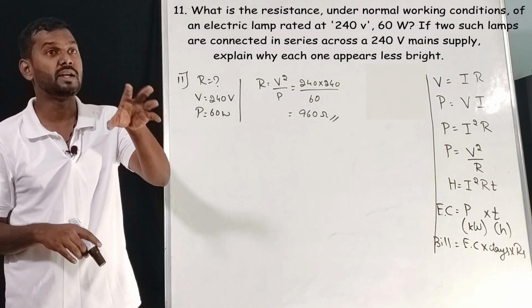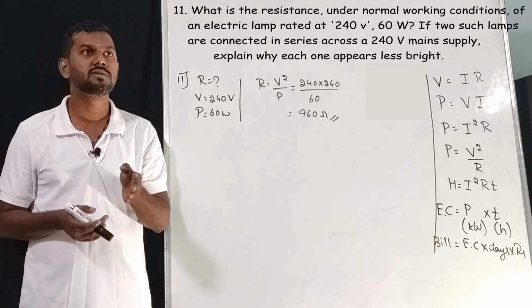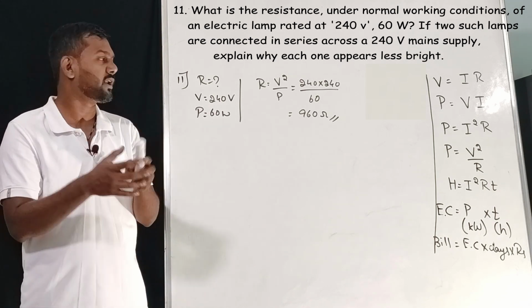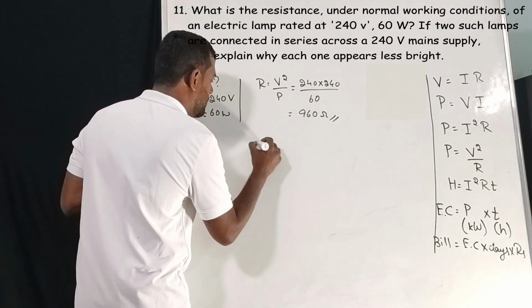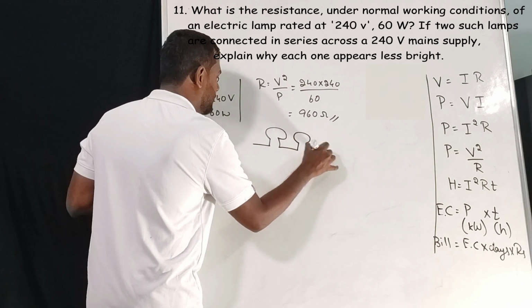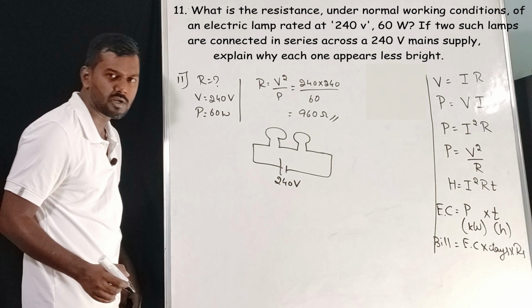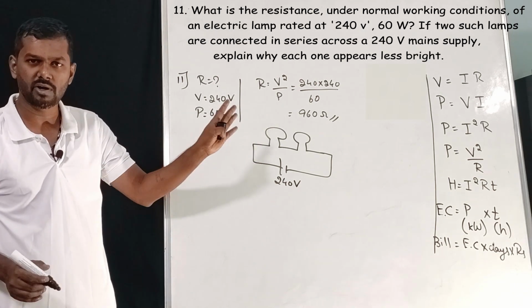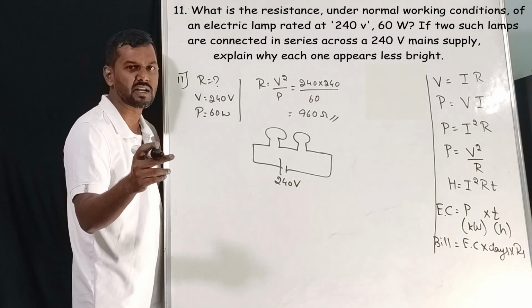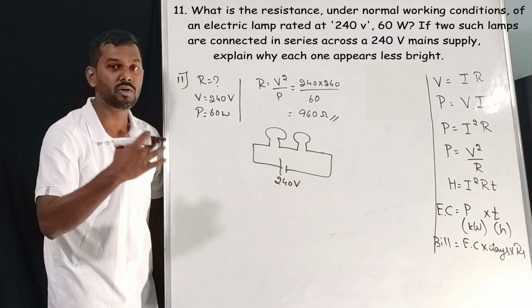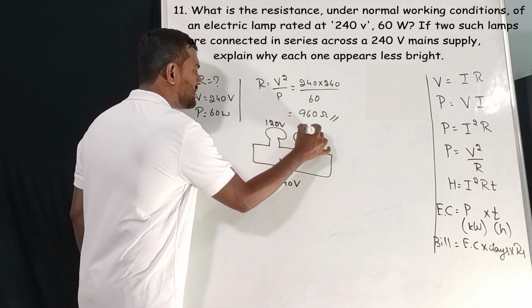If two such lamps are connected in series across 240 volts, explain why each appears less bright. Listen, now we have found the answer for one lamp. Now they are telling those two lamps are connected in series, and the supply is 240 volts. This diagram is not required in the exam. These two are connected in series with the 240 volts. We know in series connection voltage will get divided, so this will receive 120 volts, this will receive 120 volts.